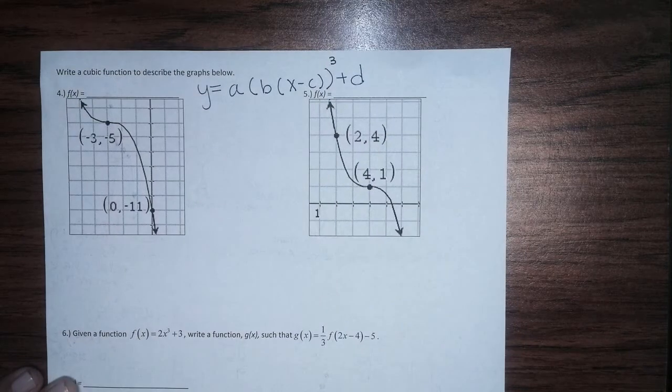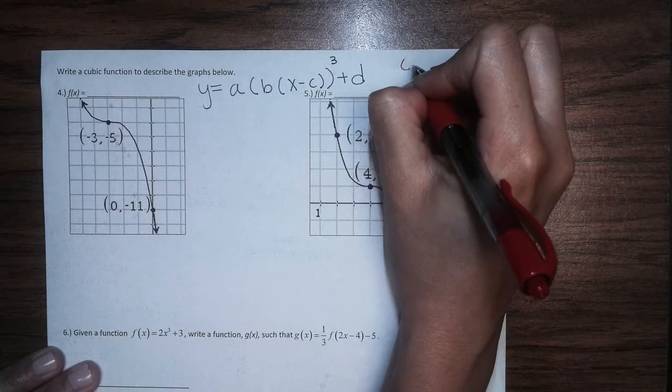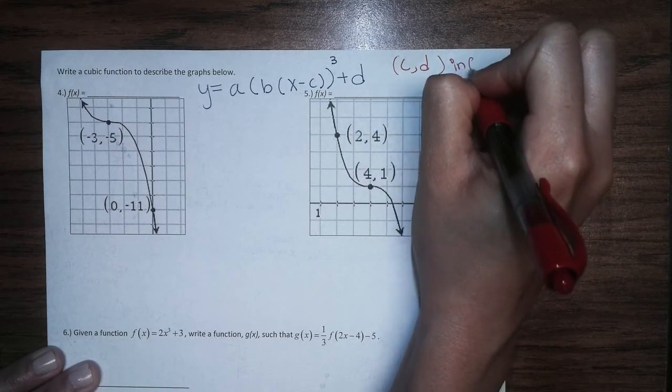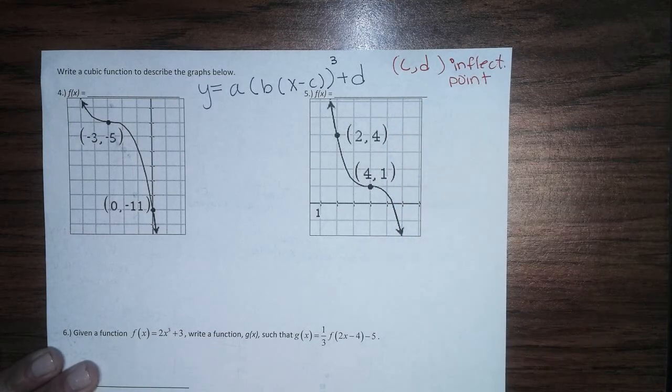So here the c and the d are the inflection point. So let me write it out. C comma D is your inflection point. So that's going to be very important.